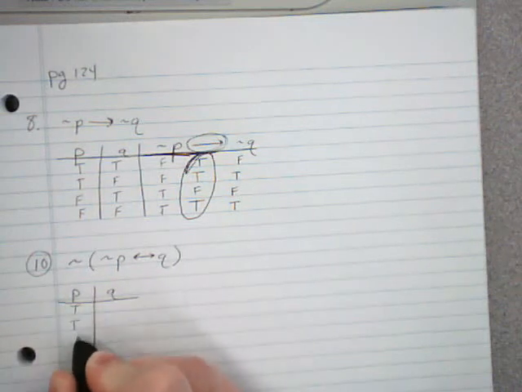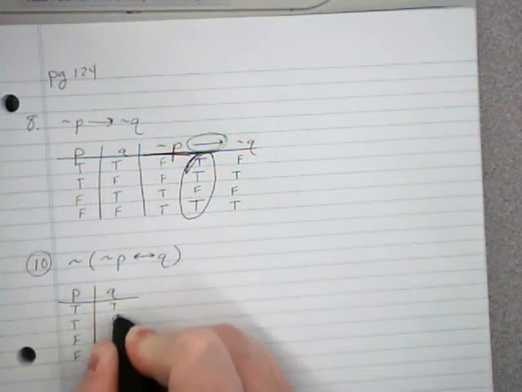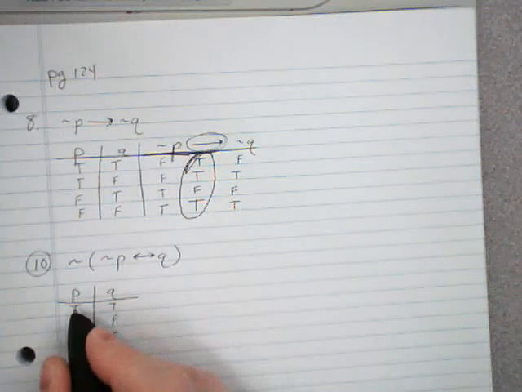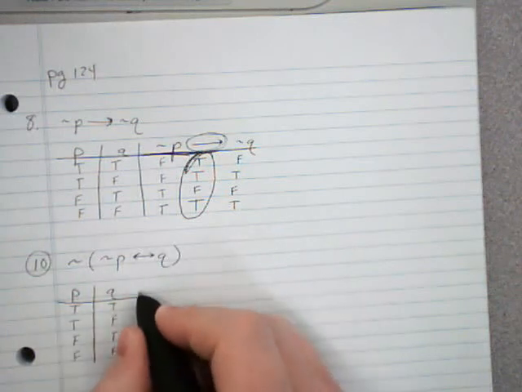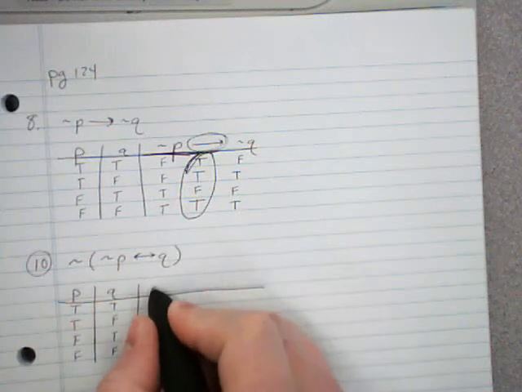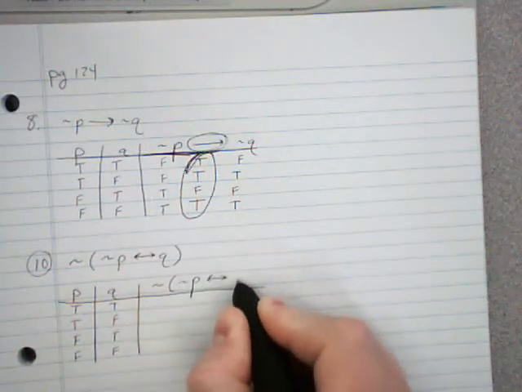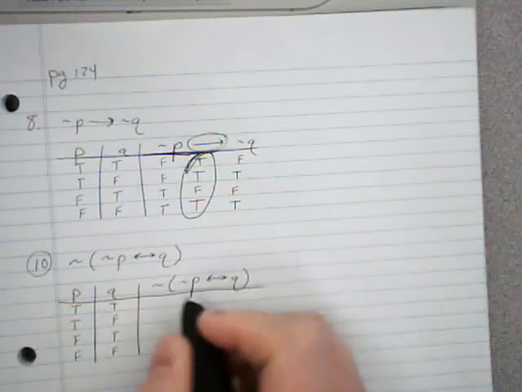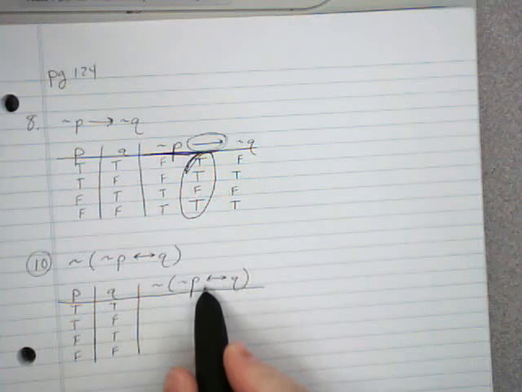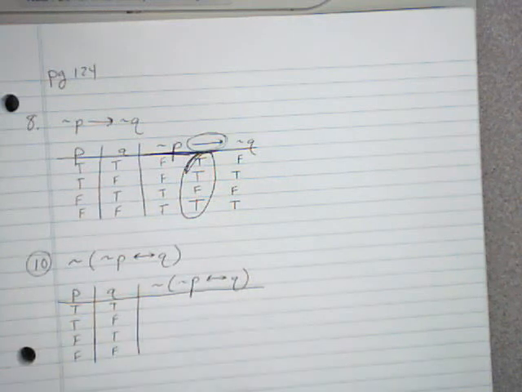Same old true, true, false, false. True, false, true, false. And the reason why we're doing this is all the possible outcomes for P and Q. The parentheses kind of just tell you that you figure out your answer column inside the parentheses first, and then you do whatever's outside the parentheses.